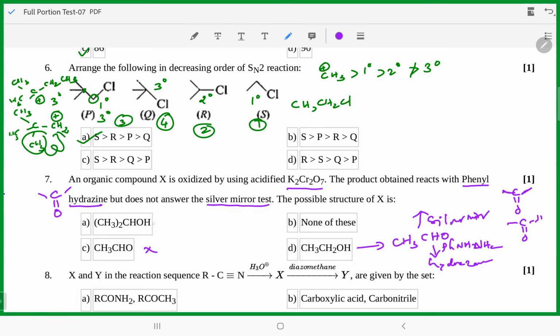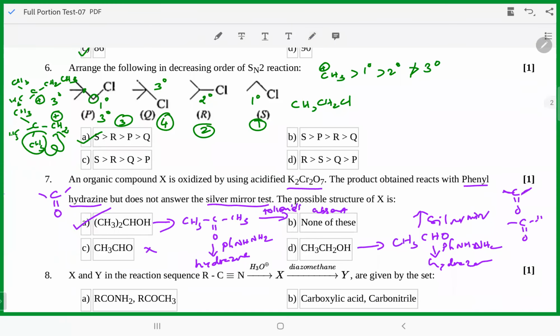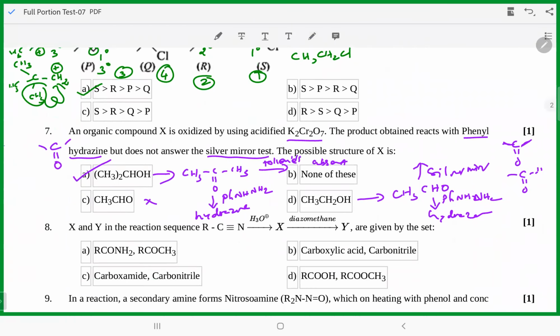When you oxidize isopropyl alcohol, you will get acetone as a product. This acetone readily reacts with phenylhydrazine and will give the hydrazone, but the silver mirror test is absent. So the answer is isopropyl alcohol. Okay, clear?